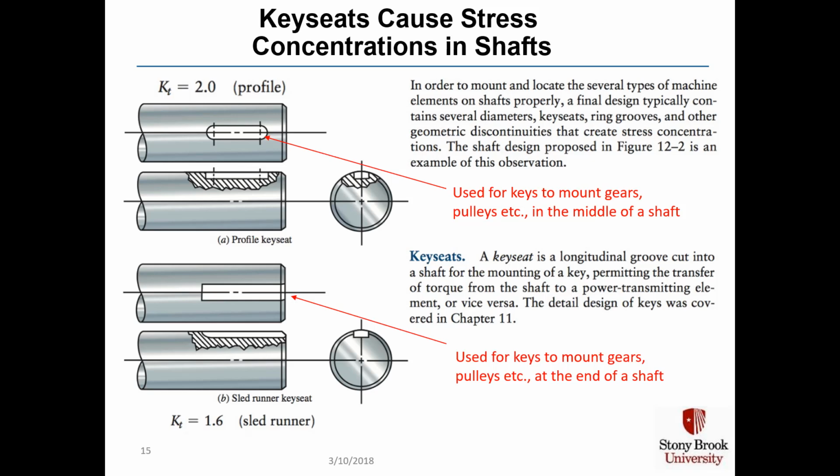If you have a gear or a pulley all the way on the end of the shaft, then you get what's called a sled runner keyseat. The idea here is it's a lot easier to machine the end of the shaft because you can come in with a ball mill or end mill all the way on the end of the shaft, and instead of making an oval, you can make a slot essentially. And because there's really only one section that's machined into the shaft and has a discontinuity, we typically use a stress concentrator at the sled runner keyseat of only 1.6 instead of 2.